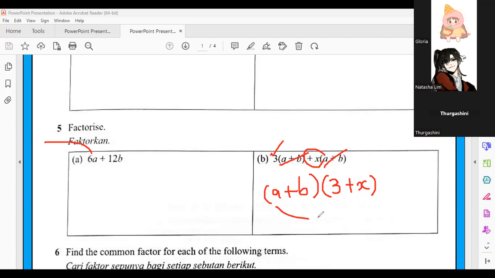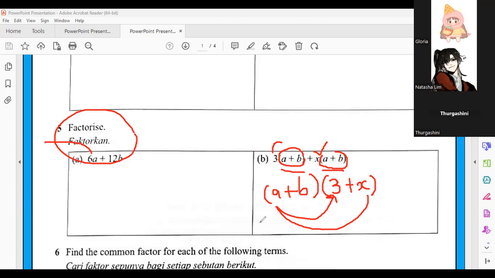So a plus b, you can multiply with 3. A plus b, you multiply with x. That's what it looks like up here. Can you see or not? A plus b is multiplied with 3. A plus b is again multiplied with x. So when I factorize, I take out my a plus b. So this is how it looks.